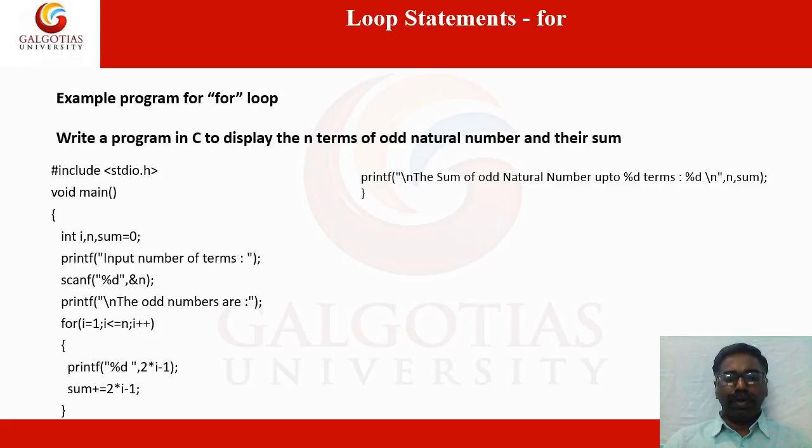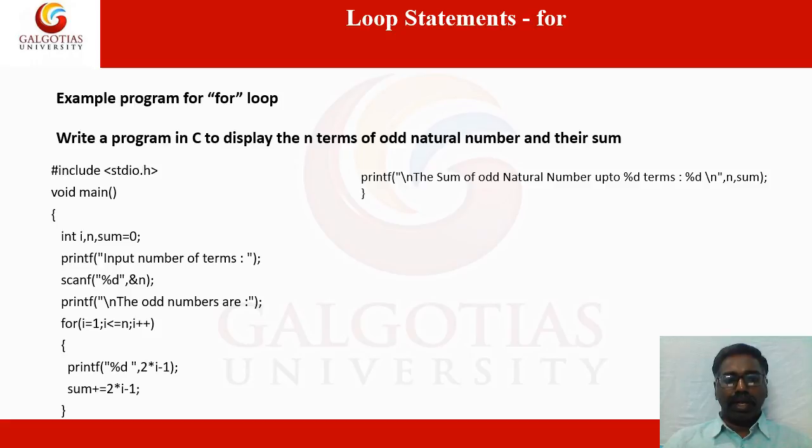Next, we go for another control statement called loop statements. Among that, the first one is the for loop. The question is: write a C program to display the nth term of odd natural numbers and their sum. We need to display only the odd natural numbers, and the nth term will be given by the user.